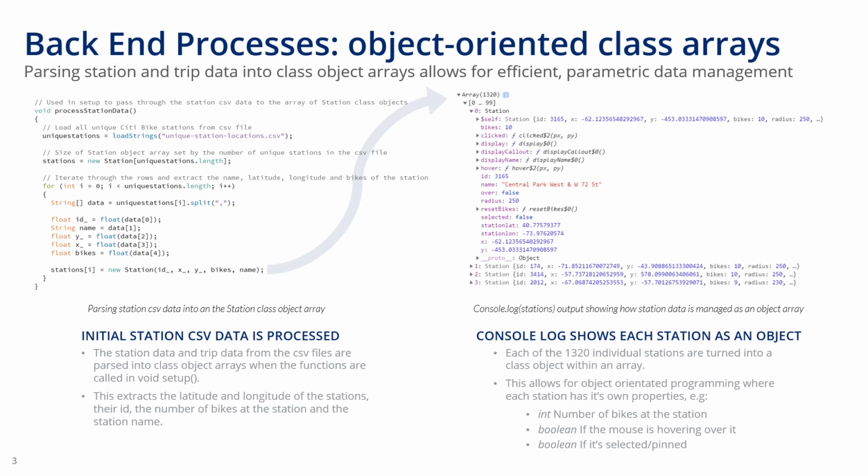Each of the 1,320 individual stations is its own object. This allows for object-oriented programming, as each station has its own properties. For example, the number of bikes at the station at any given time and its radius, a Boolean value if the mouse is hovering over it, or a Boolean value if it's selected or pinned.